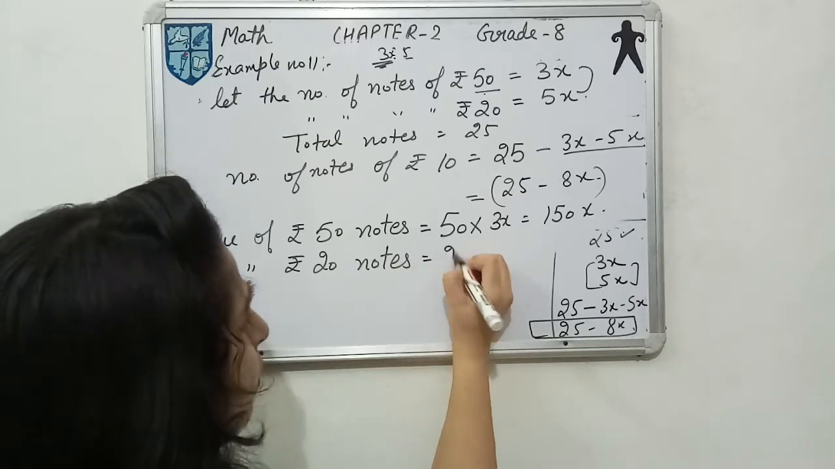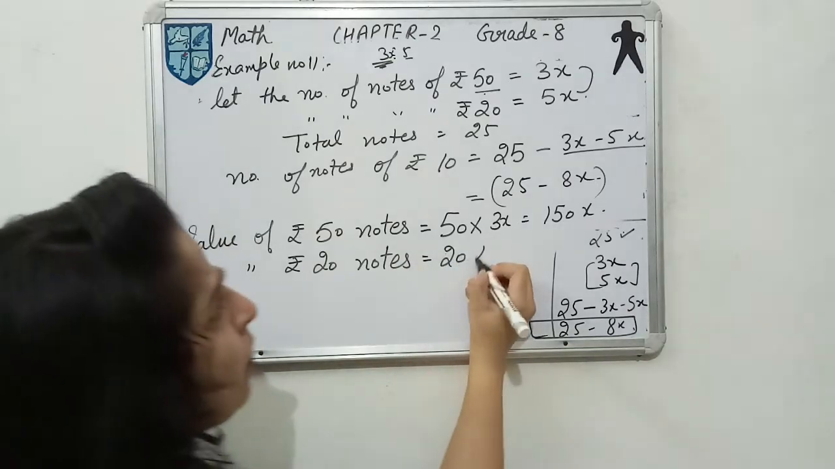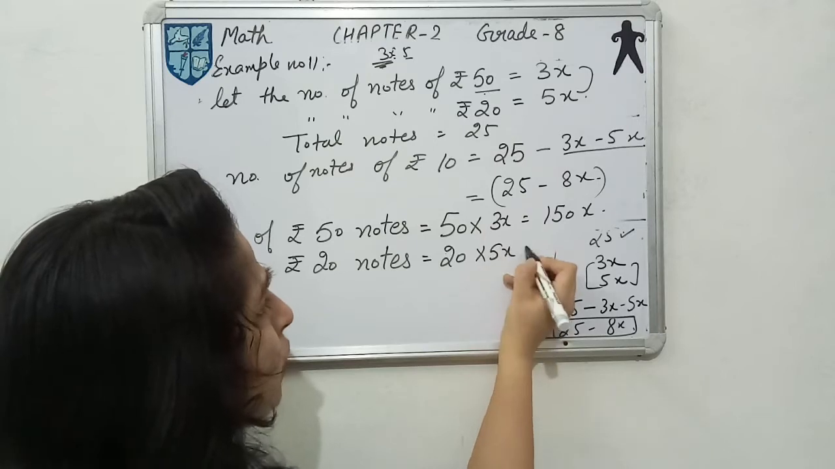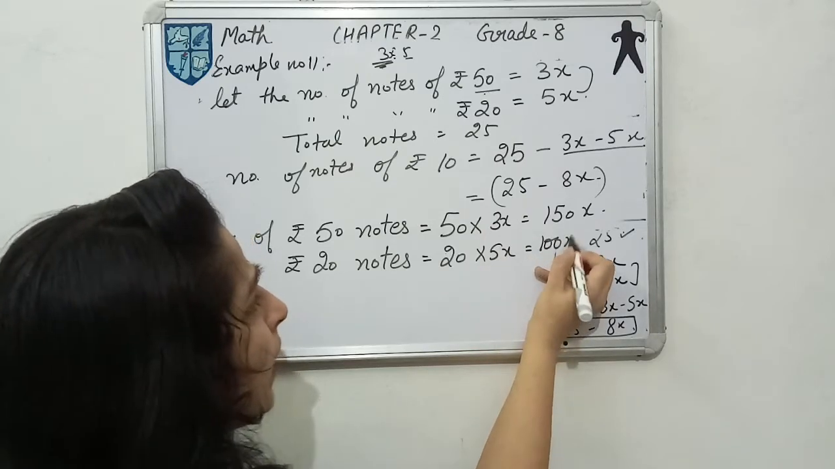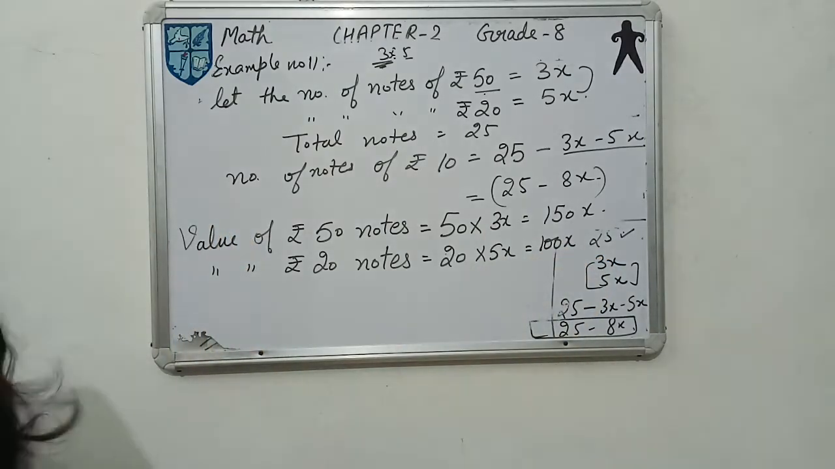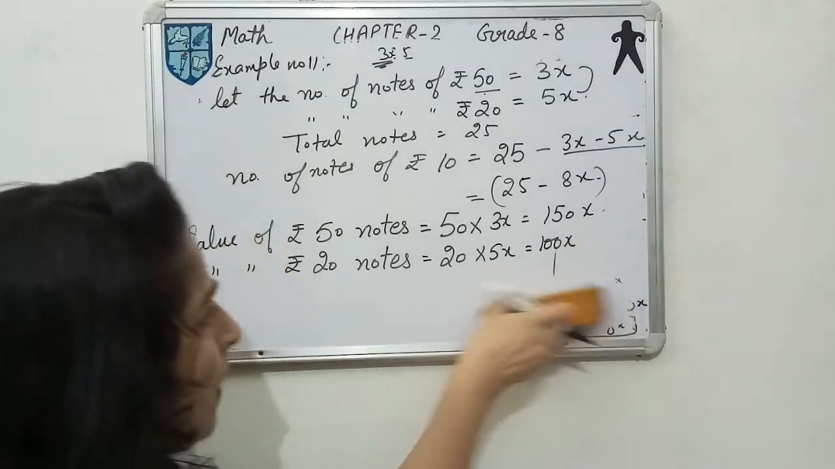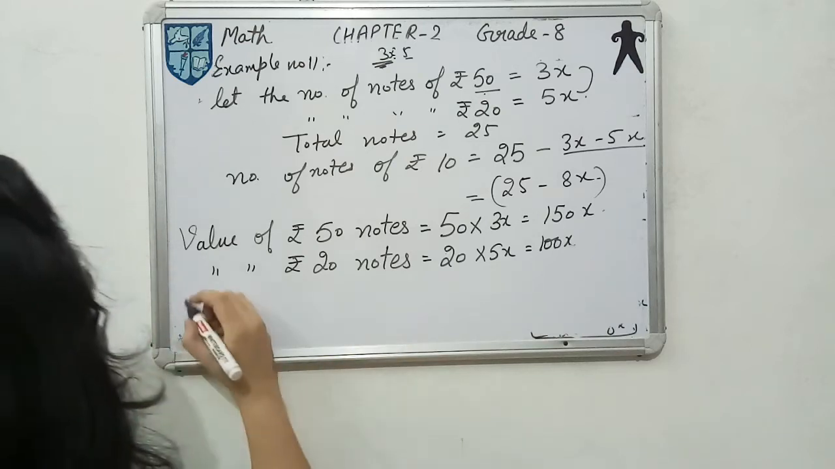So the one note is of rupees 20. How many notes are there? 5x. So when you solve, you will get 100x. This is the value of rupees 20 notes.